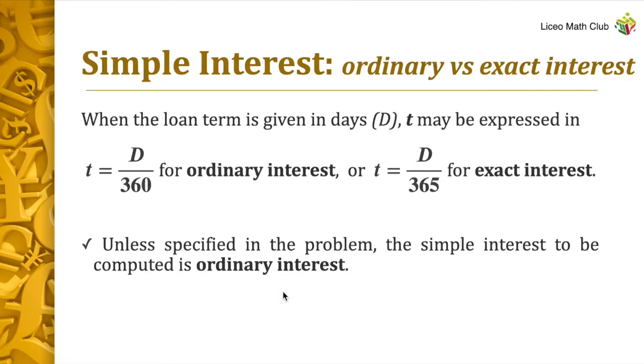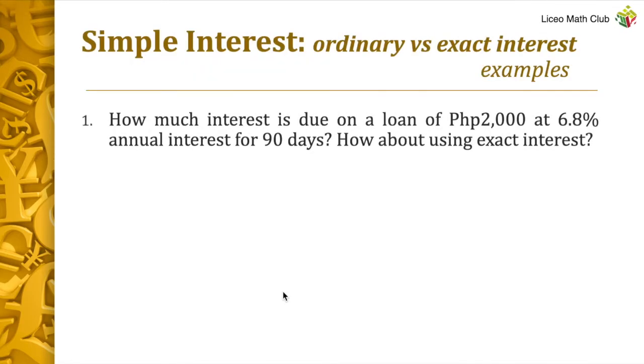Let's have some examples before we proceed to the other lesson. Number one: how much interest is due on a loan of 2,000 pesos at 6.8% annual interest for 90 days? Now, how about using exact interest? We're going to write this step by step, in given, required, and solution manner. Some know it as GAS: given, ask, solution. Either way, it's still the same thing. The ask is just changed to required.